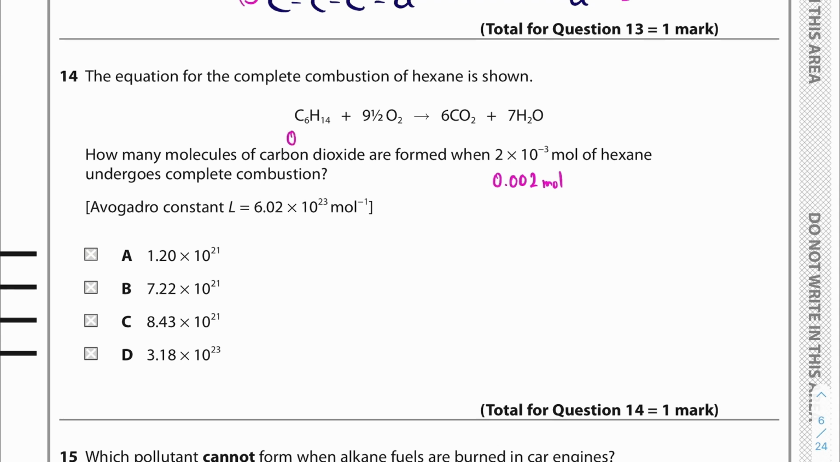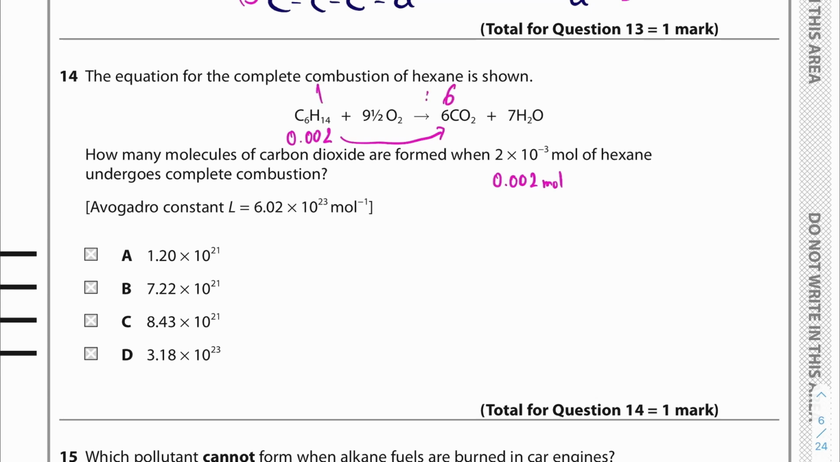So we have 0.002 moles of this, and we want to know how many molecules of carbon dioxide are formed. We can see there's a 1:6 ratio here, right?